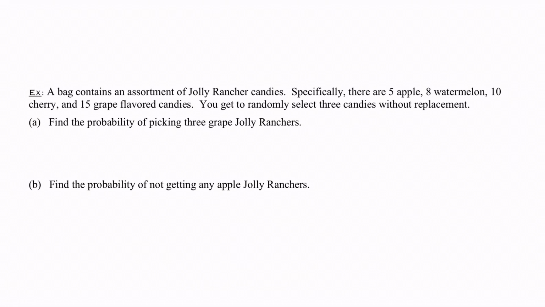In this example, we have a bag containing an assortment of Jolly Ranchers. We've got 5 apple, 8 watermelon, 8 cherry, and 15 grape. And let's see, if we add those up, I think we have 38 total.